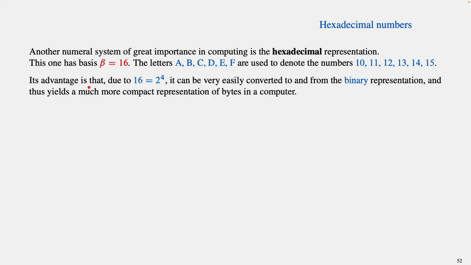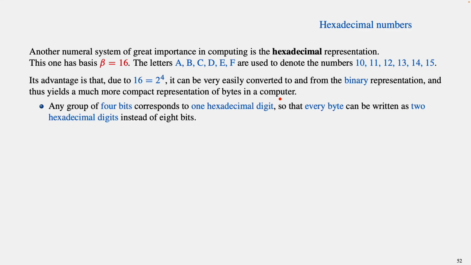And now the advantage of this system is, because 16 is a power of 2, so it's 2 to the power of 4, we can very easily convert to and from the binary representation. And so we can use the hexadecimal representation to get a more compact representation of the bytes in a computer. So any group of 4 bits corresponds exactly to 1 hexadecimal digit. So every byte, which is 8 bits if you remember, can be written as 2 hexadecimal digits instead of 8 bits.